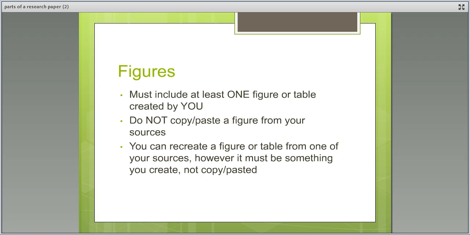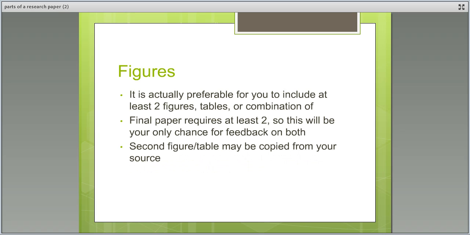So you're going to want to find a program like Excel where you're actually creating a figure or table yourself. It's actually preferable for this assignment if you include at least 2 figures, tables, or a combination of. This is because the final paper requires at least 2 figures or tables, and this will be your primary source for feedback to make sure that you've done them right. If you include a second figure or table in this assignment, that can be copied from your sources, but make sure that at least one of them is done by you.